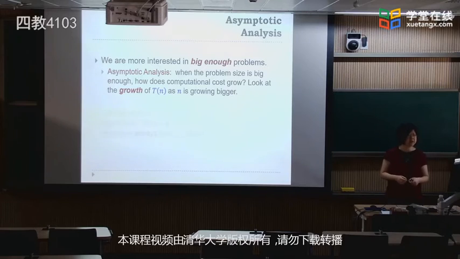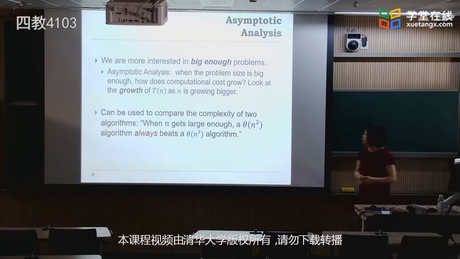Furthermore, we are more interested in big enough problems. So we want to answer the question, when the problem size is big enough, how does computational cost grow? And we're going to look at the growth of T(n) as n is growing larger or bigger. And this is called asymptotic analysis. This asymptotic analysis can be used to compare the complexity of two algorithms. For example, when n gets large enough, a Theta(n squared) algorithm always beats a Theta(n cubed) algorithm.